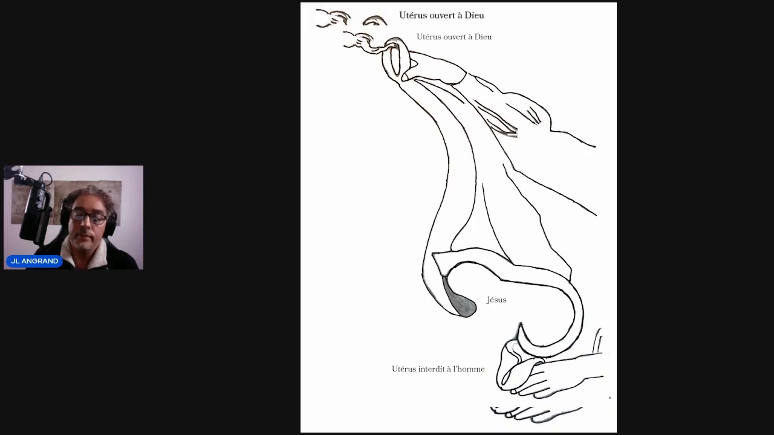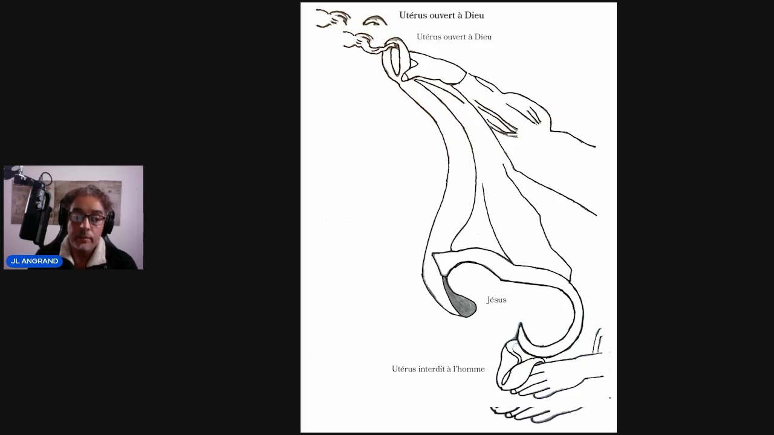There you go. At the top, it is open to divine fertilization. At the bottom, it is closed to man. Mary cannot be impregnated by a man. She is beyond the sin of the flesh, the sexual sin, the original sin. And so she is directly fertilized by God.